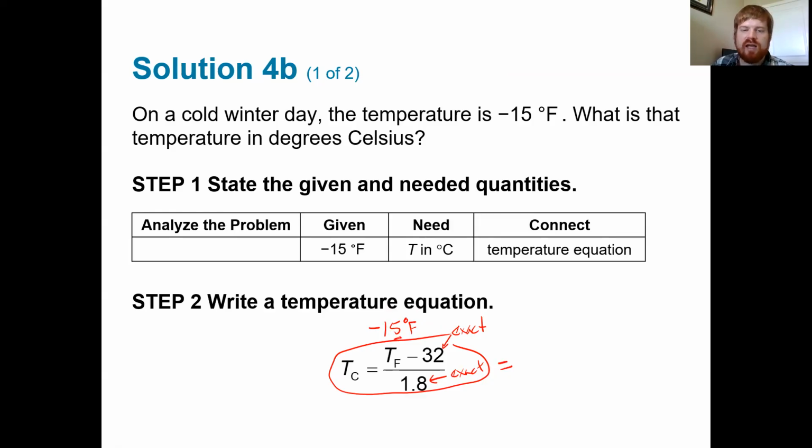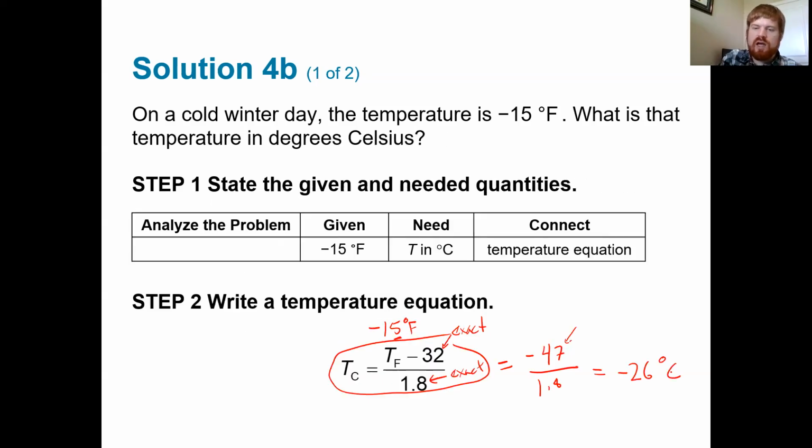So go ahead and take negative 15 minus 32. That's going to end up being negative 47 divided by 1.8. So hold on, negative 47 divided by 1.8 equals. It's two significant figures up top, and this is an exact number. So that means our answer is going to have two significant figures. So I end up with negative 26 degrees Celsius.